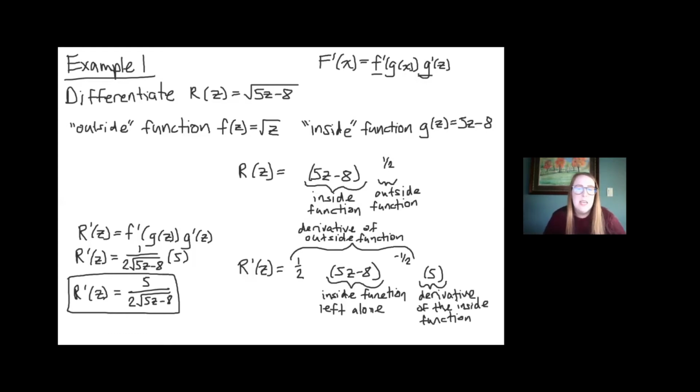So you're basically taking the derivative of the outside function and then leaving whatever's inside the same. And then after you've done that, you take the derivative of the inside function and that gets multiplied to the whole thing.